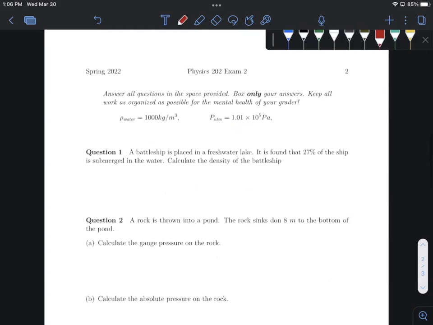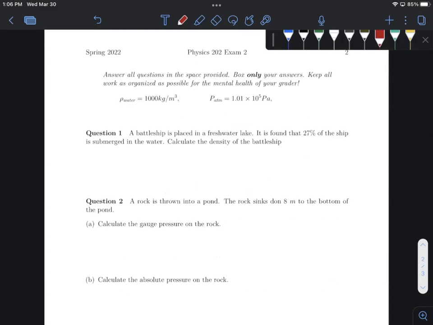So let's go over the test. First of all, I've not graded them yet. I will be grading them today and tomorrow. So hopefully by Friday, they'll all be graded and you can check them out on Canvas.